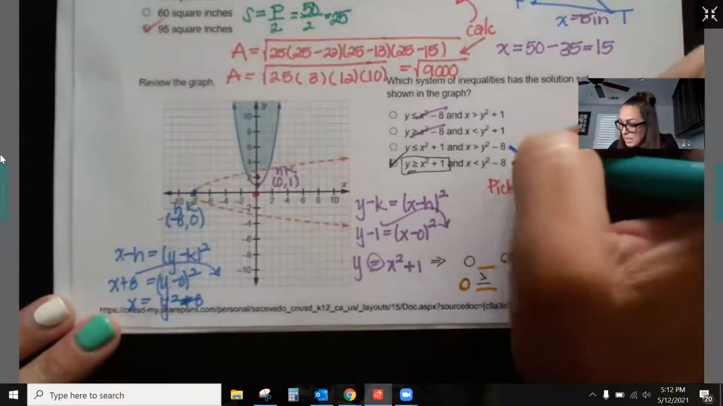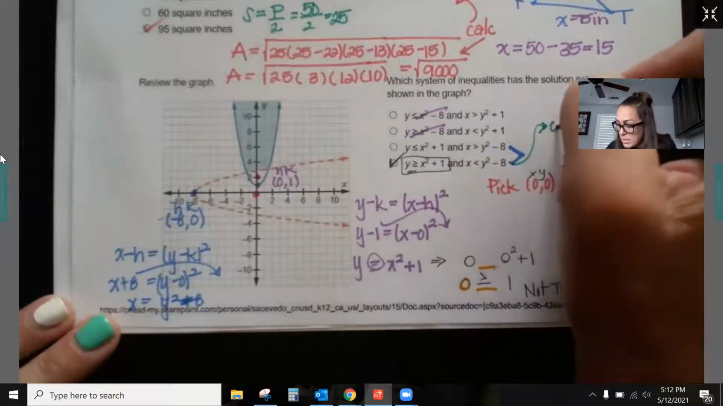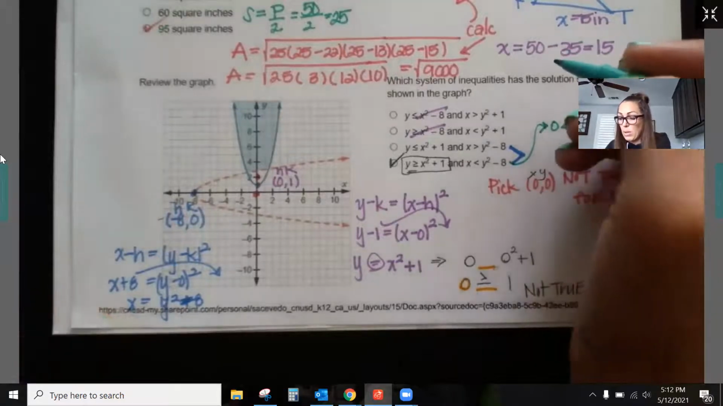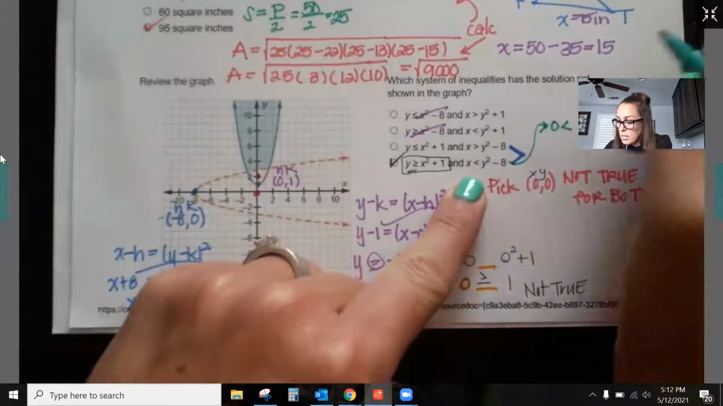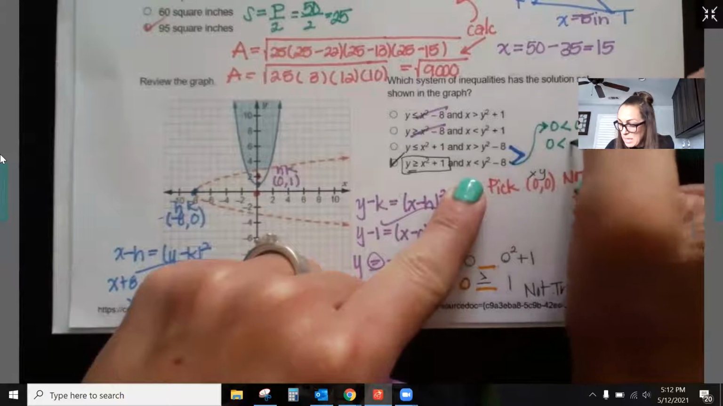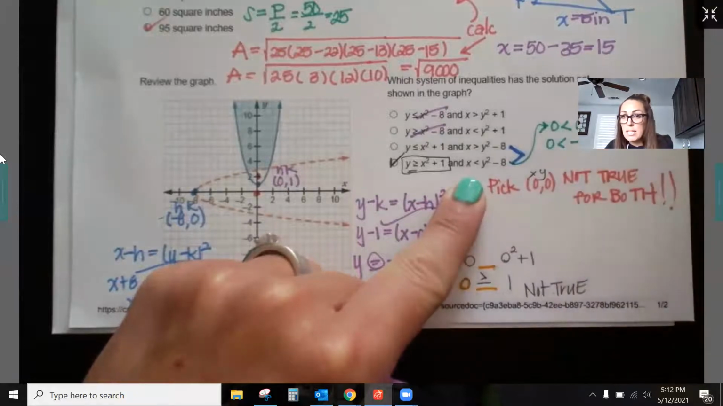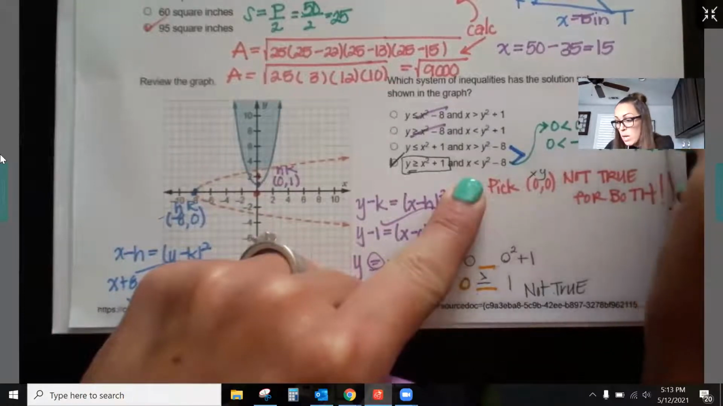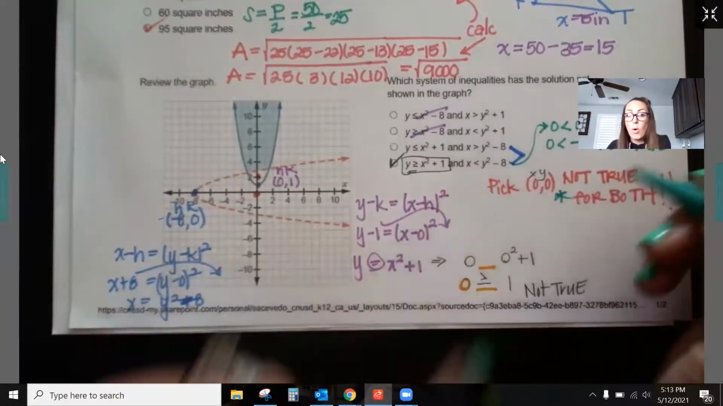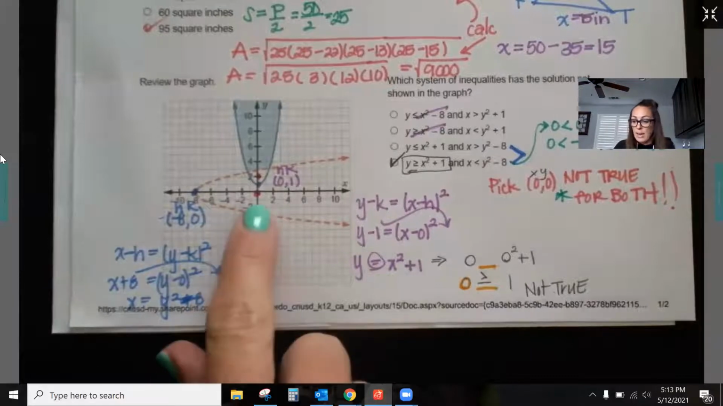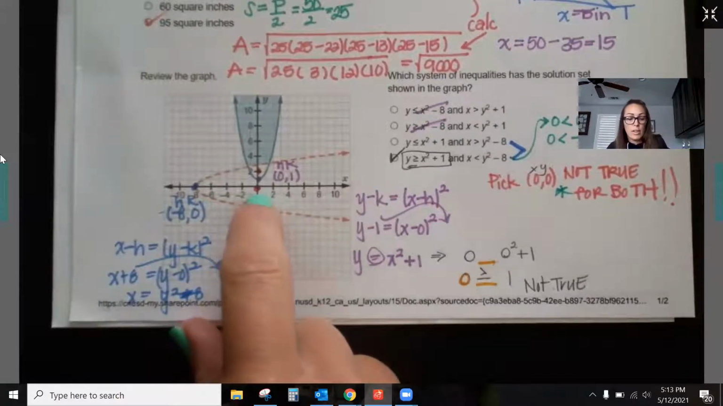So if I plug in 0, 0 for this, I would have 0 needs to be less than, well, if I want this to be not true, let's see. So less than 0 squared minus 8, 0 is less than -8. Is 0 less than -8? That is not true, which is what we wanted. We wanted it not true because it's not shaded. So this is my correct answer. They were both not true. And again, I picked this point here that is not in either region.